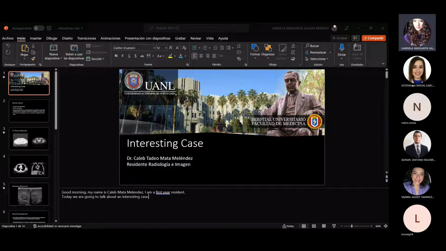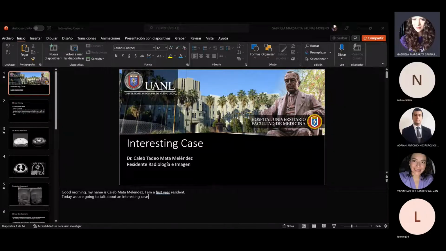So, because of the history of cough of 6 months and the weight loss, a CT of chest and abdomen was requested. On the left is the chest CT, and on the right, the thorax and abdomen CT.